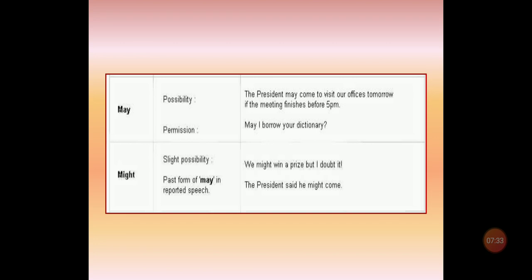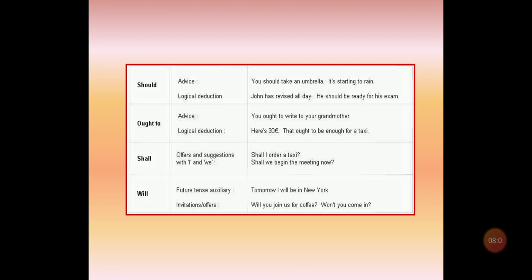Might is the past form of may, as could is used in the past to show the past ability. In the same way, might is the past form of may. When we convert direct speech into indirect speech, we convert may into might. Should is used for advice, logical deduction. Ought to is also used for advice and logical deduction. Shall and will are also used as modal verbs.